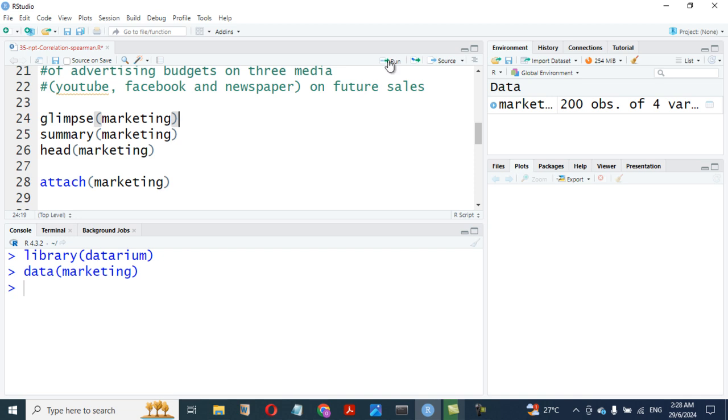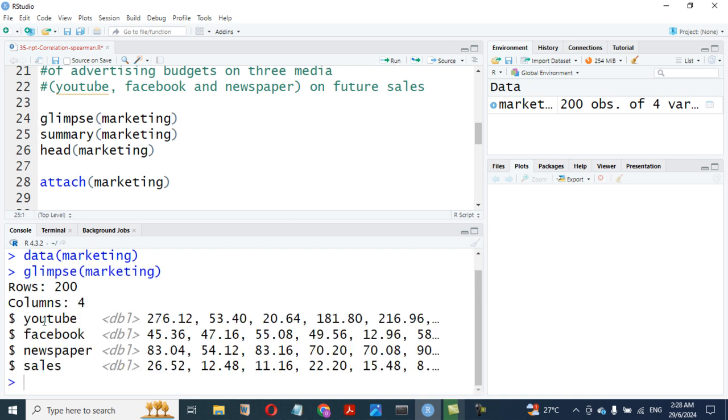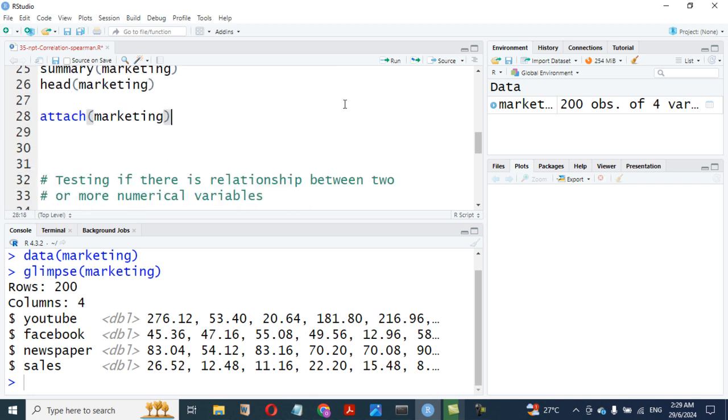So let's glimpse again. We have done that before. Let's try again and glimpse. We have YouTube, we have Facebook, we have newspaper. These are our sales. All right, so we can look at the sales and newspaper, sales and Facebook, sales and YouTube individually. All right, so I don't need to summarize anything, so we don't need to look at this anymore. Just you can attach our marketing if you want to.